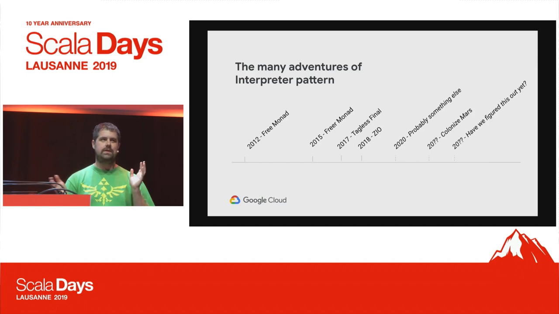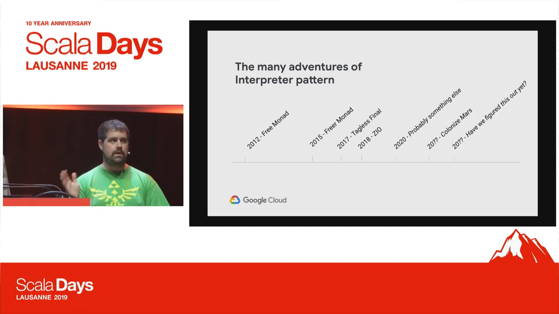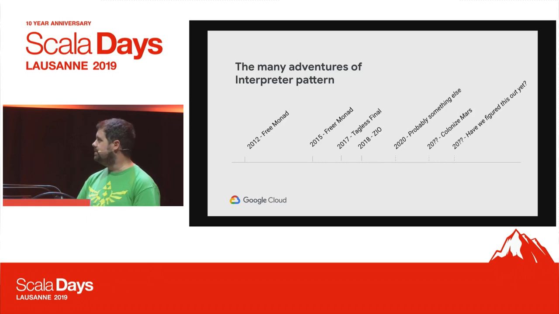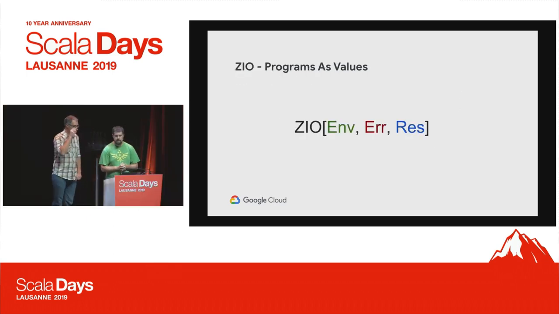Just so you know, I still think the Scala community is figuring out the right API here, and you've seen churn because nothing has really hit the mark yet, and this one has potential. It does. Okay, so just a quick little overview of ZIO and what it looks like.